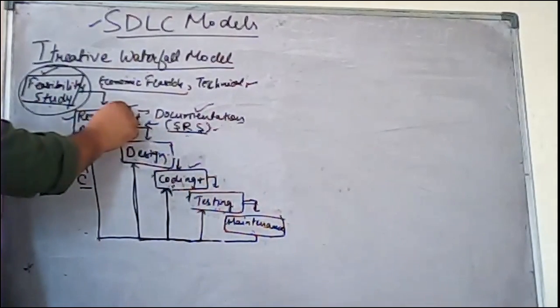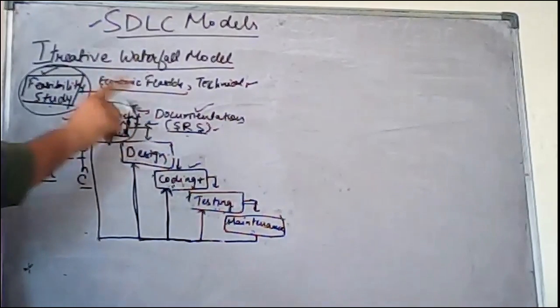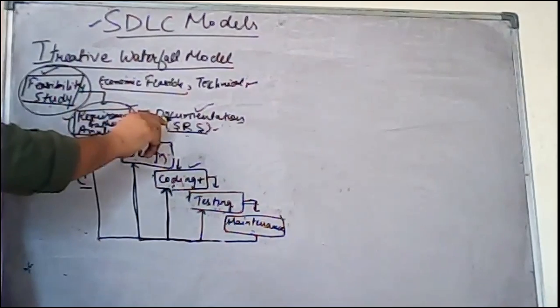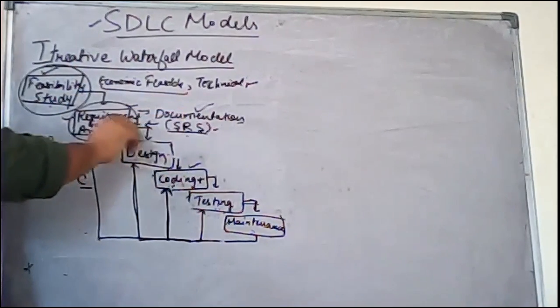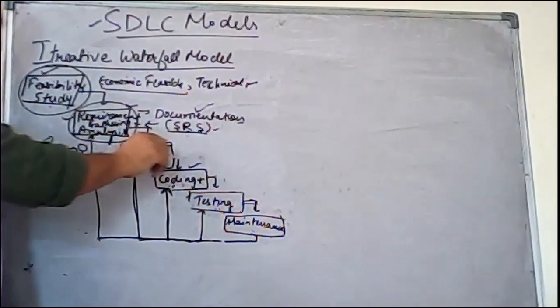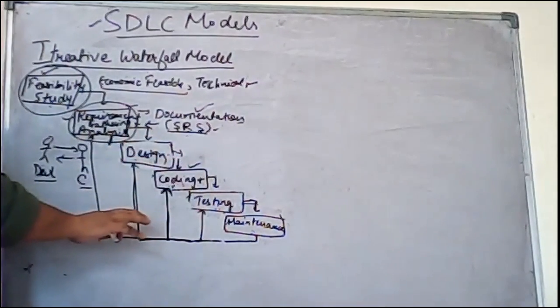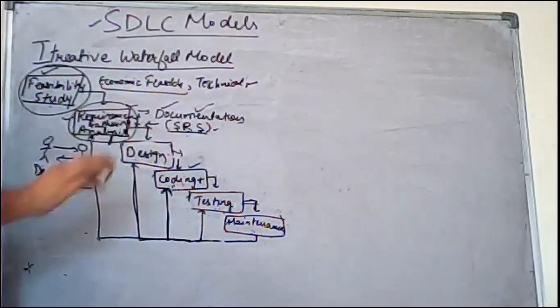Okay. Up to this phase, we only interact with the customer. After taking the requirements and completing the documentation, we will go for the design. In this phase, there is no interaction with the customer. Only up to the previous phase is there an interaction.